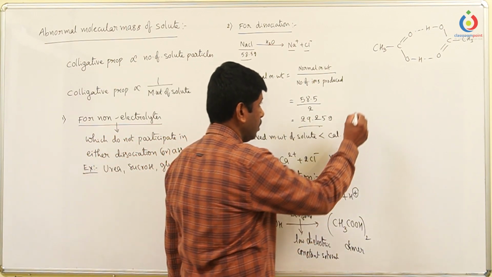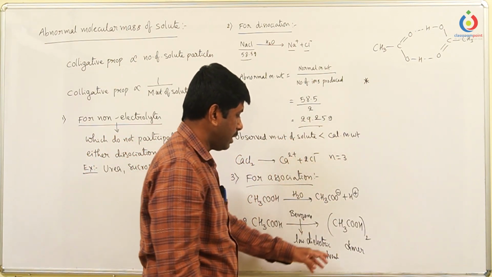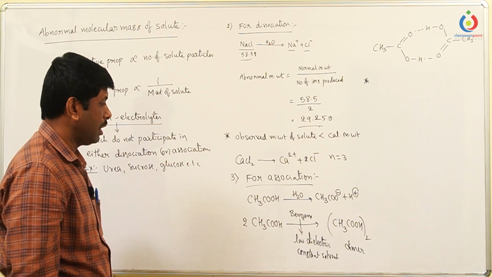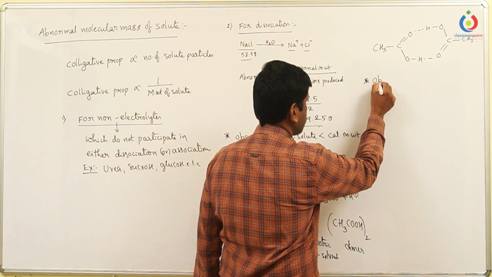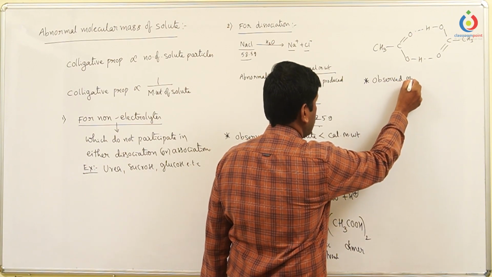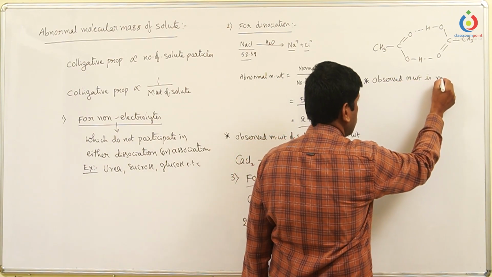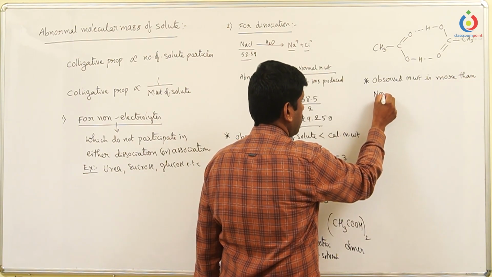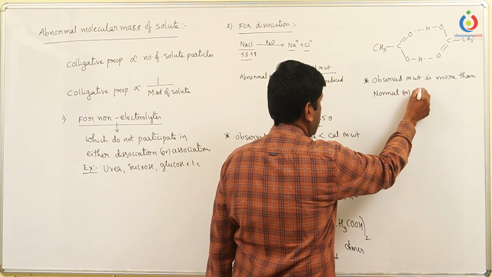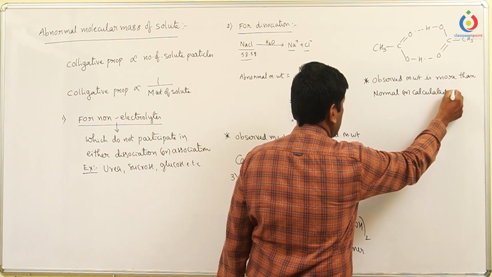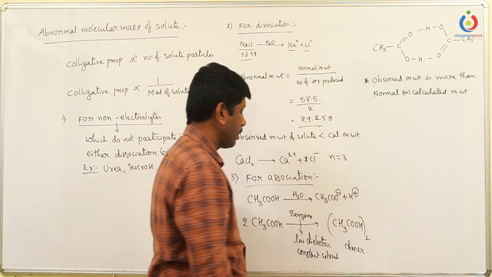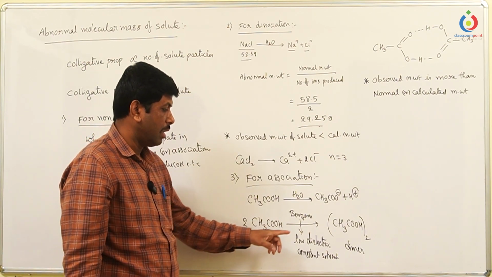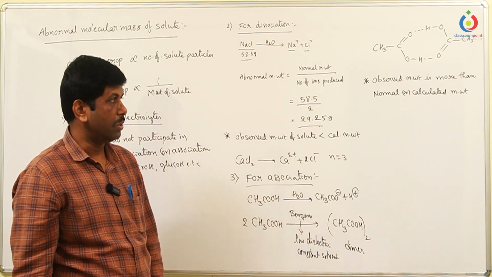So the solutes participating in association will give a higher molecular mass. That means in these cases, the observed molecular weight is more than the normal or calculated molecular weight of the solute. Then how many times does it increase? The number of times it increases is nothing but the number of molecules participating in the association process.